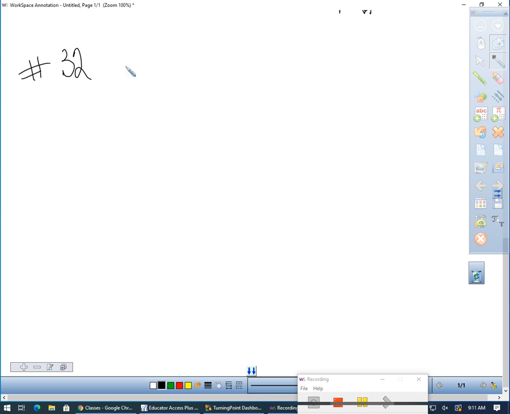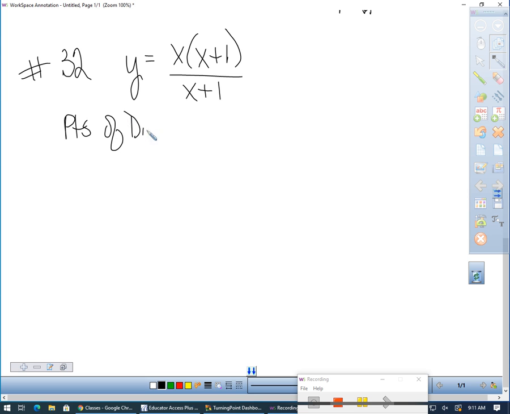Let's talk about number 32. For number 32, our function is y equals x times x plus 1 over x plus 1. So it is all factored everywhere, so our points of discontinuity are at x equals negative 1. Since this factor will cancel, that makes this x equals negative 1 a hole in our graph. The remaining function we have is y equals x. If you go back and look at this, this means that we have no horizontal asymptote either.